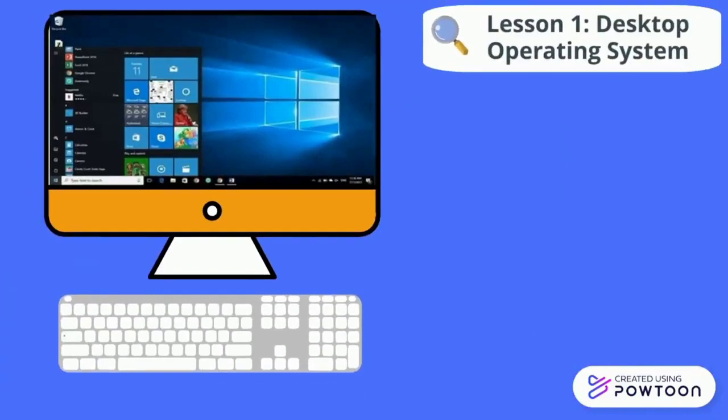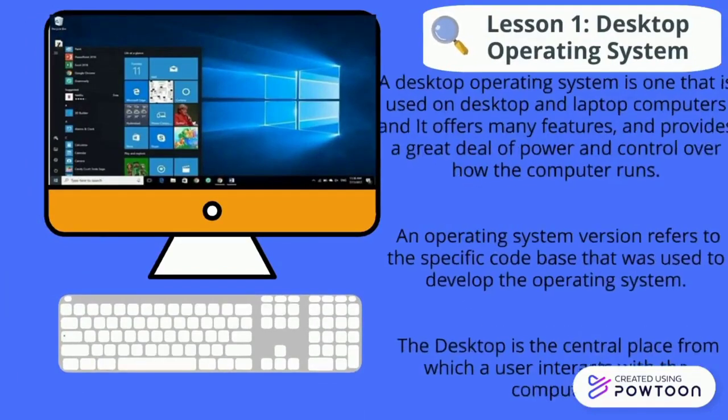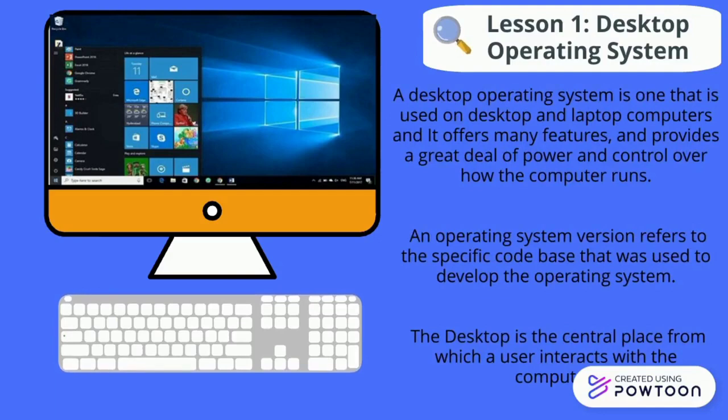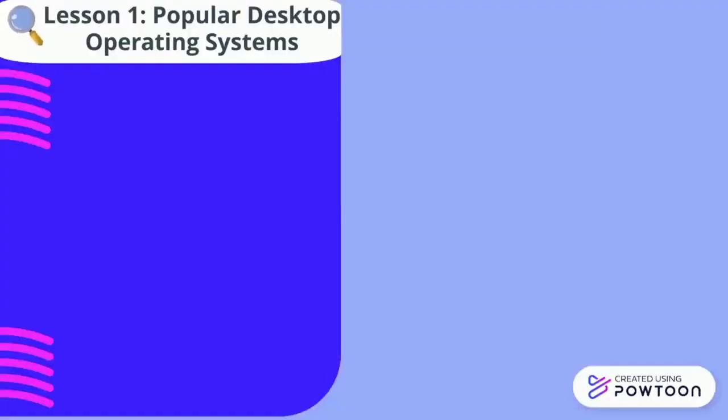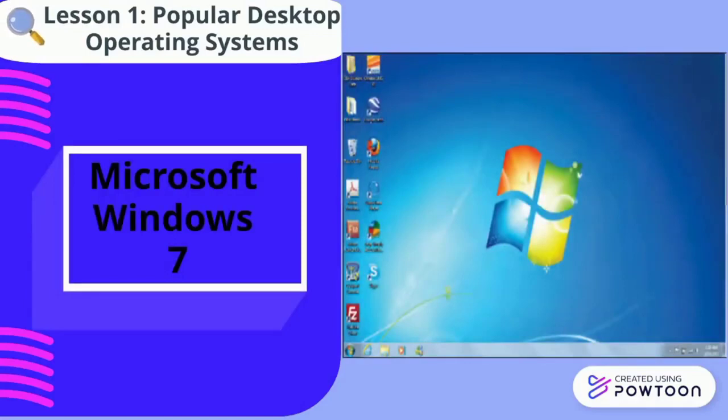Lesson 1. Desktop Operating System. A desktop operating system is one that is used on desktop and laptop computers, and it offers many features and provides a great deal of power and control over how the computer runs. An operating system version refers to the specific code base that was used to develop the operating system. The desktop is the central place from which a user interacts with the computer. Popular desktop operating systems. Microsoft Windows 7.